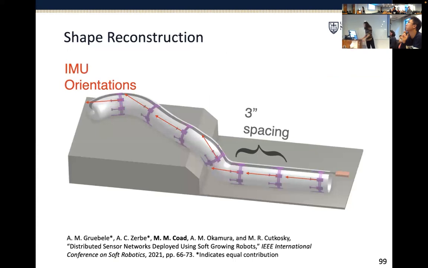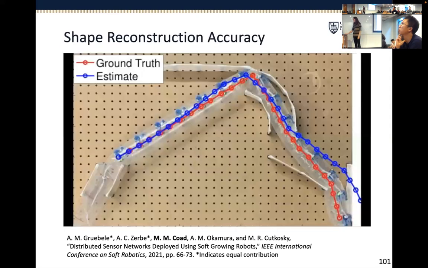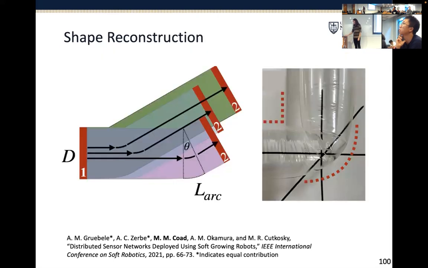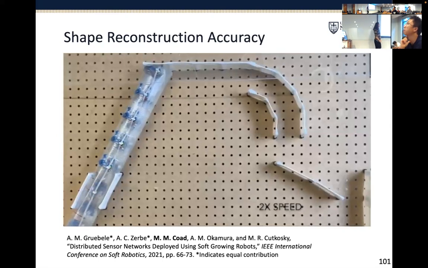Yeah, so here with this project, we put IMUs on these sensor bands. We put them every 3 inches along the body of the robot. And then based on a simple model of how the robot bends between the bands, we were able to back out a full shape of the robot and have some results on this one. Yeah, so this is our video showing the reconstruction of the robot's shape as it goes through this maze.